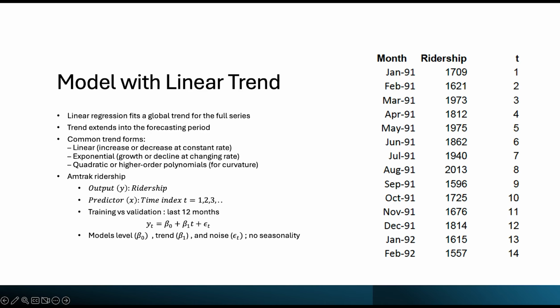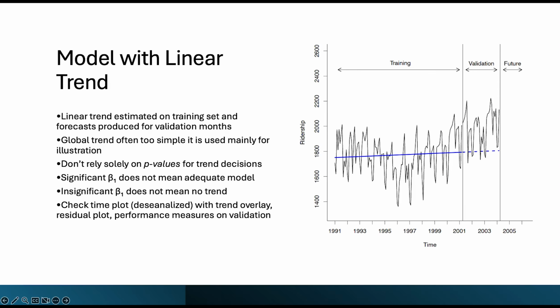So the equation is going to be something like this. Because it's a linear trend, y_t is going to be beta naught plus beta 1 t plus the noise, which is epsilon_t. Beta naught is the level. We are modeling the level here, we are modeling the trend here, and this is the noise. And if you look at what we have right now, we know that in Amtrak ridership the behavior of the time series is not linear, but this is just for illustration, to see how the linear model is going to do.